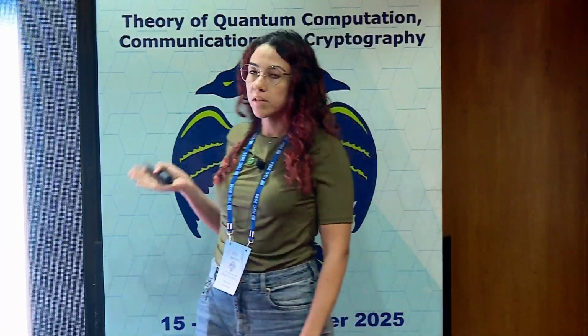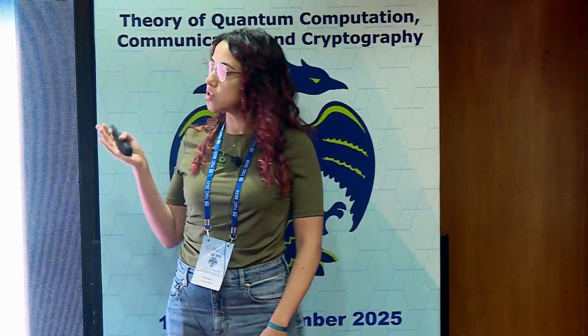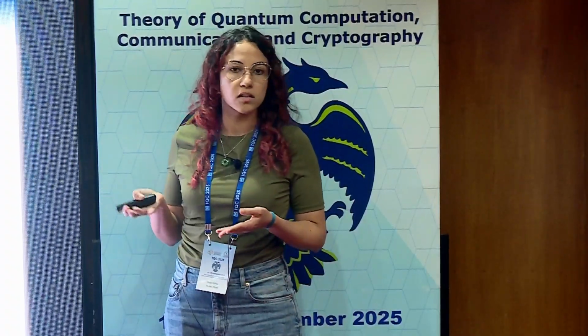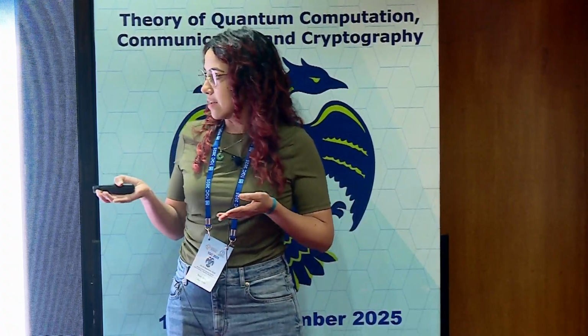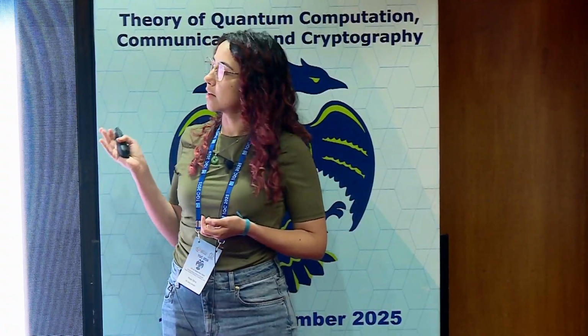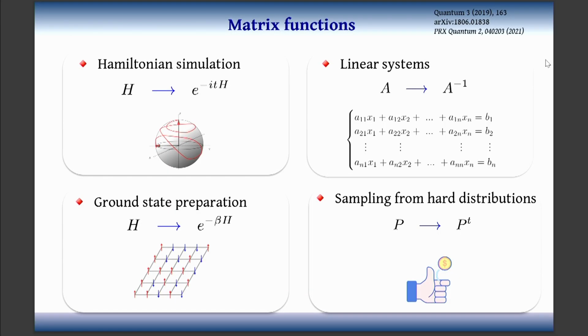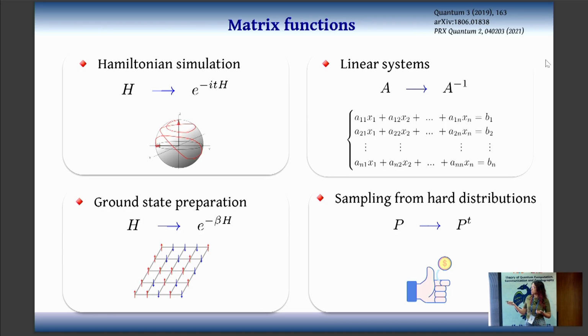So I guess this problem of computing functions of matrices doesn't require a lot of motivation, because there are many problems that can be formulated as enacting a function onto a matrix. So the very problem for quantum computation, the problem of Hamiltonian simulation, can be seen as exponentiating the matrix representation of the Hamiltonian. But this is not the only one.